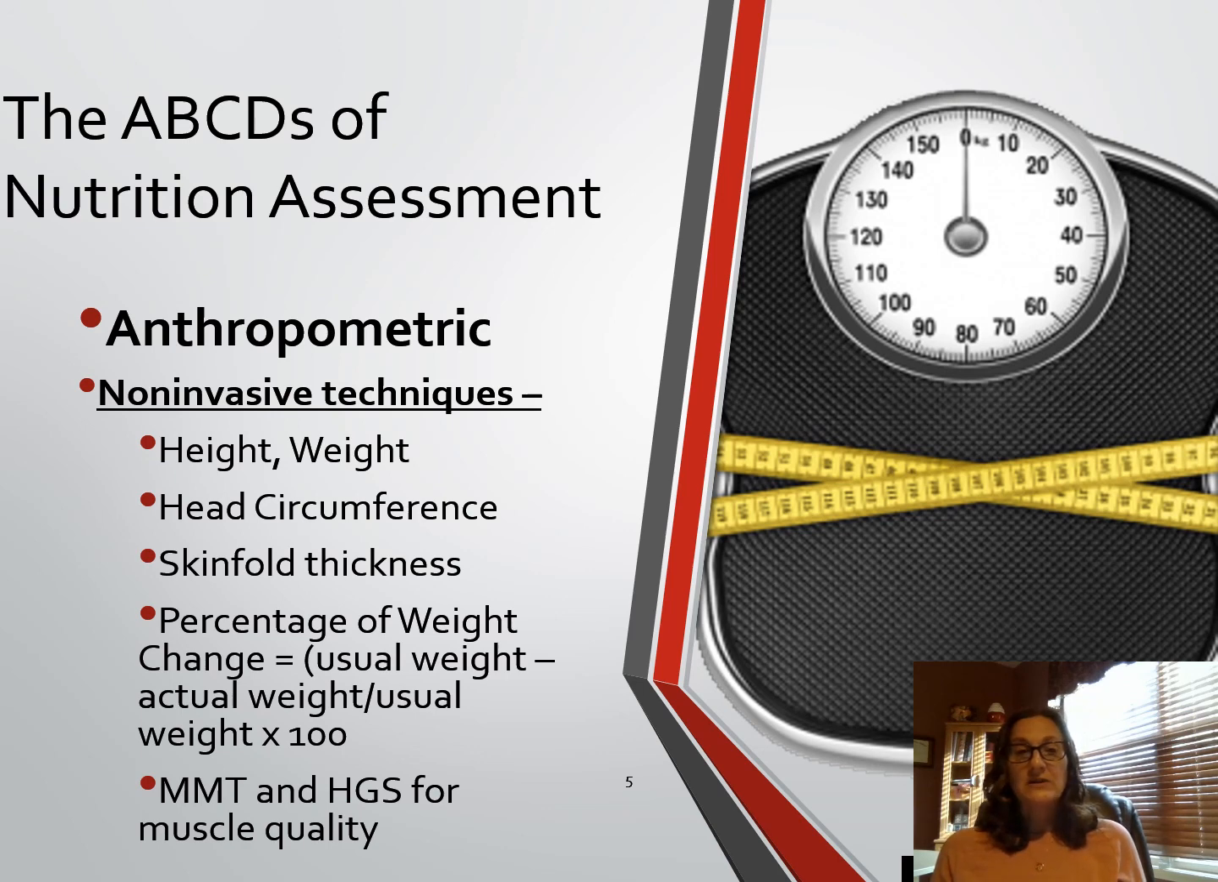Other anthropometric measurements that we use are called MMT and HGS. So MMT stands for manual muscle testing, and HGS is hand grip strength. Both of them we use to determine muscle quality.